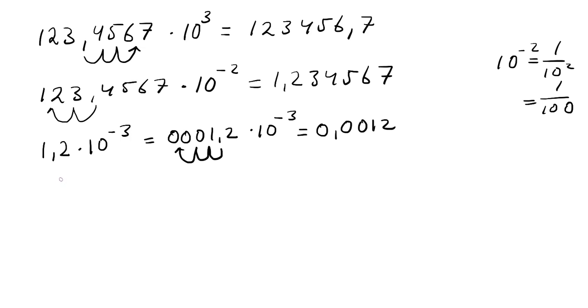But now we can ask ourselves, why does this work? Why does this memory rule work? So let us show why it works with an example. Let us take, for example, this decimal number, and we multiply it by 10 to the power of 3. So now we want to show that we will get this result, that this will be moving these 3 steps.